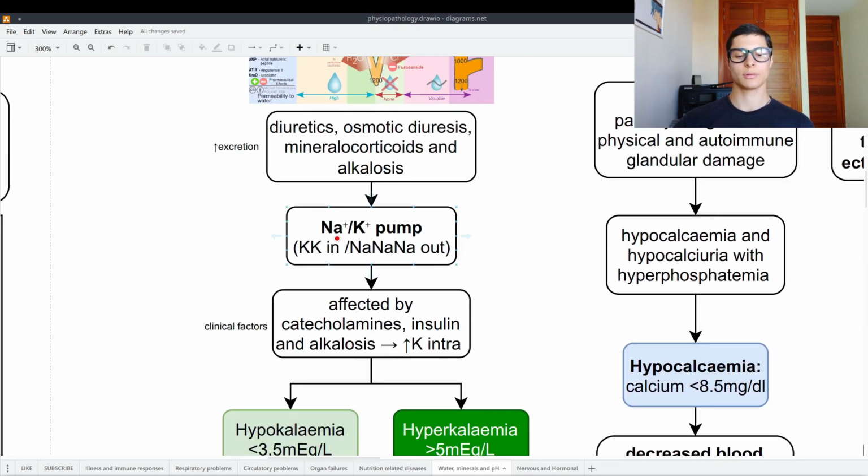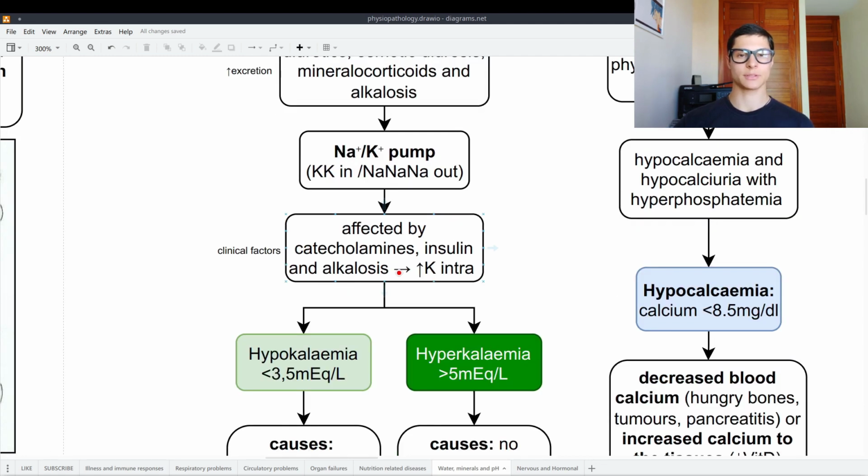And here we talk about the sodium and potassium pump. 2 of potassium go inside the cell, and 3 of sodium come out. The most important factors in the clinic regarding potassium are the catecholamines, the insulin, and the alkalosis. These 3, if they are increased, they will increase the potassium in the intracellular space.